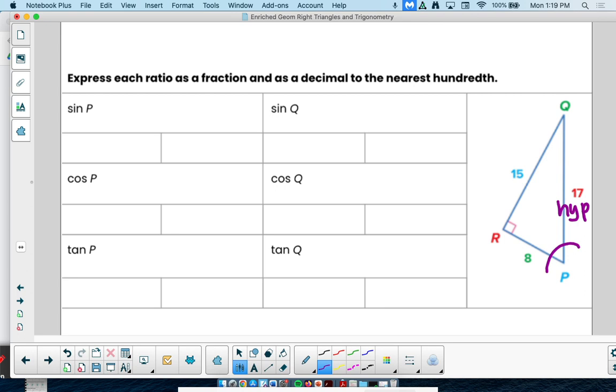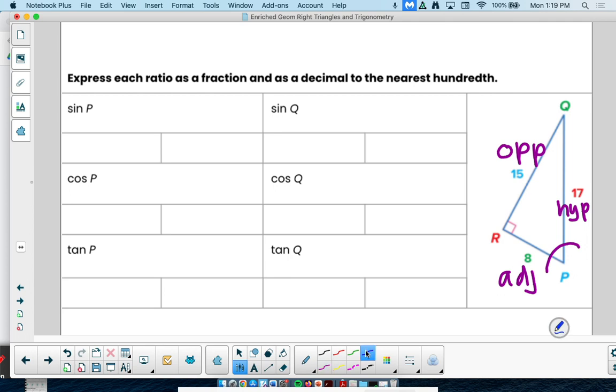What would your opposite be? 15. Right? I'm going to go through my triangles on the opposite side, so opposite. And then your adjacent would be 8. It's next to your angle, it's attached to it, right?